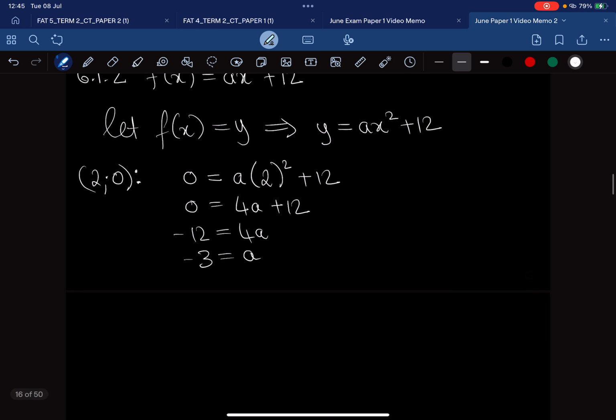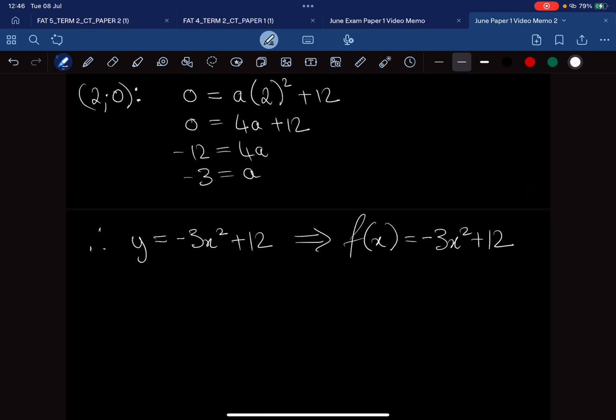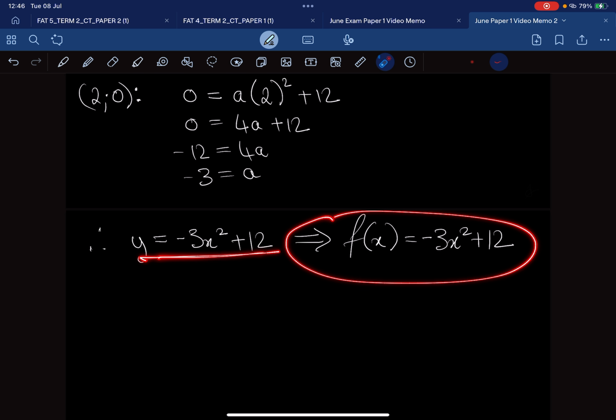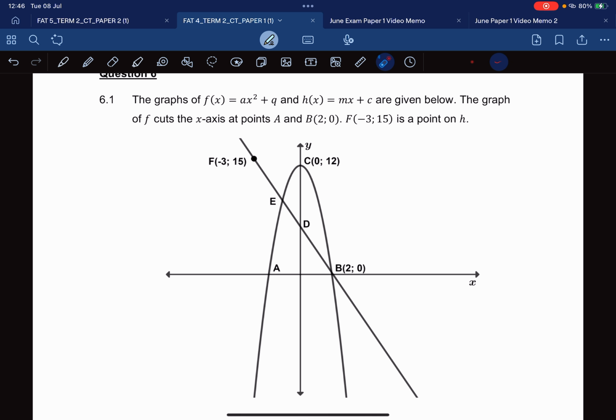So what does that mean? This means that y is equal to negative 3x squared plus 12, which means that f of x is equal to negative 3x squared plus 12. Right, if you didn't still write this down, this is fine because the equation of the parabola is this. These are the same thing. I just wanted to write it as f of x. So the equation for our parabola is negative 3x squared plus 12.